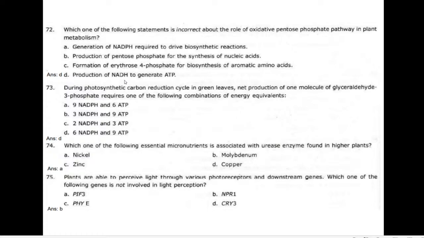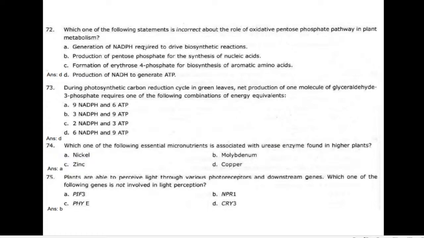Here the wrong answer is D. I am eliminating this. Which are the correct answers? The role of the oxidative pentose pathway is generating NADPH, producing the NADPH required to drive photosynthesis reactions, production of pentose phosphate for the synthesis of nucleic acids, formation of erythrose 4-phosphate for the synthesis of aromatic amino acids.